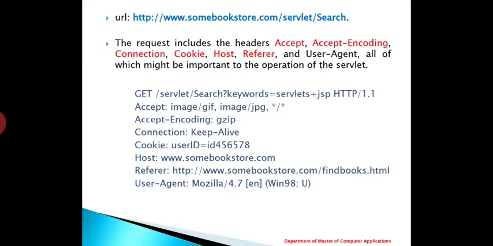Next is the connection. The connection header indicates whether the client can handle persistent HTTP connections. Next is the cookie. Here a cookie user ID is specified, for example 45678, just as an example. This header is used to return cookies to servers that previously sent them to the browsers. In later sections, we'll be discussing more about cookies.